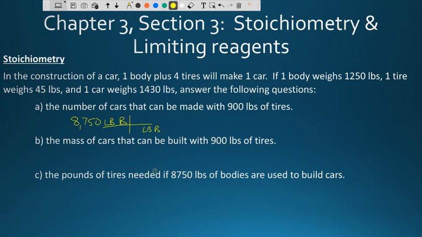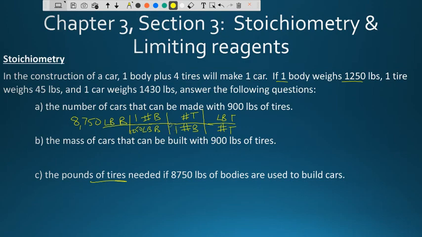One body has 1,250 pounds. So I can go from pounds of bodies to number of bodies. I can then get rid of the label number of bodies, and since I'm headed toward tires, I ask the question, how many tires are needed? And then, now that I know the number of tires, I can go into number of pounds. So if I have one body, we had 1,250 pounds.